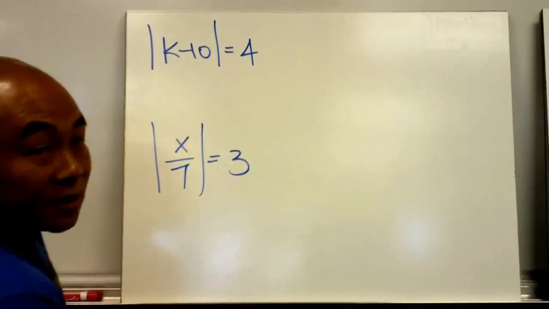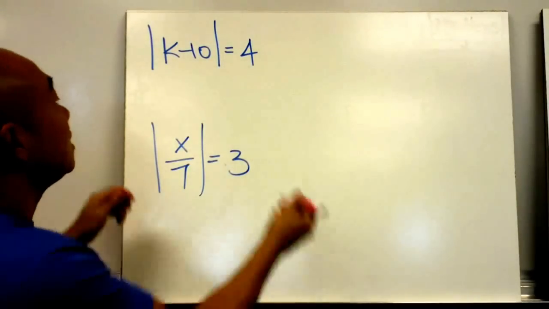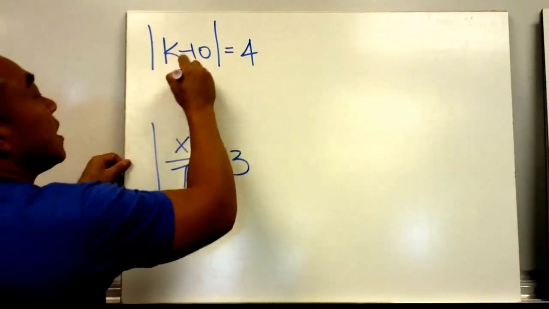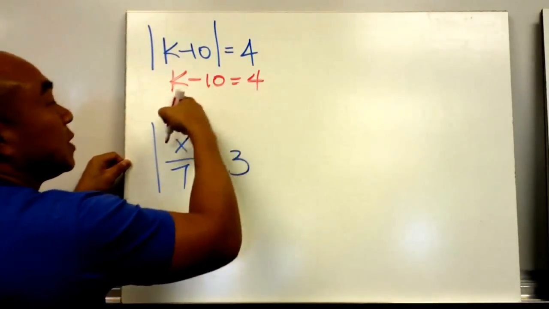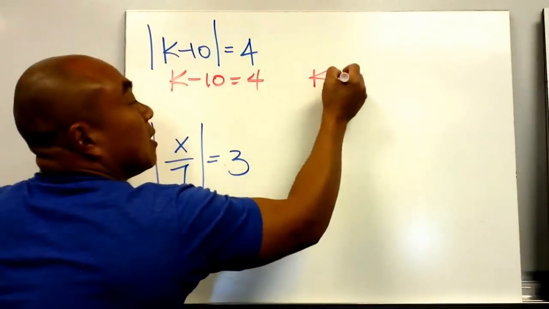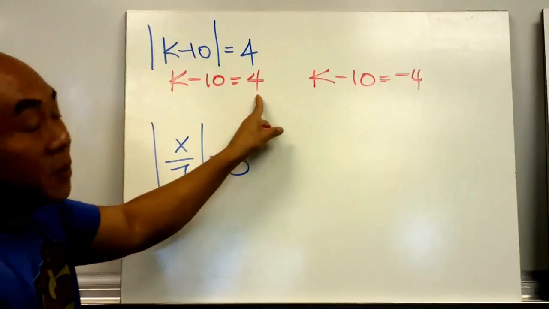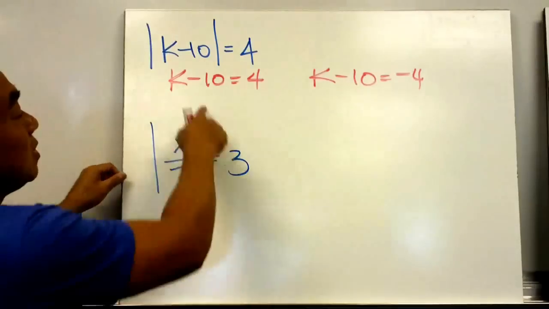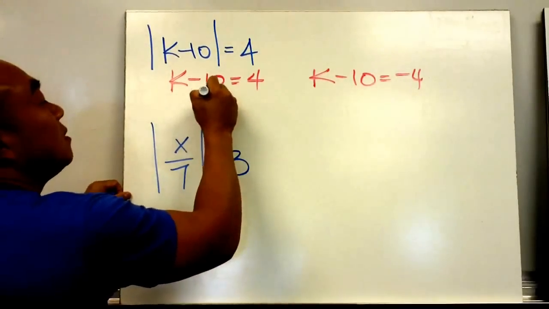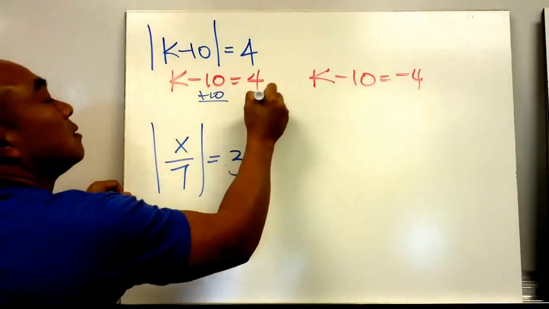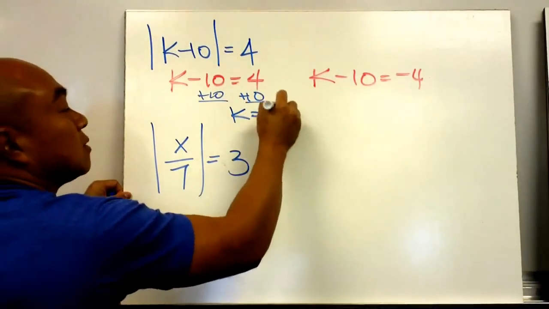Alright, so let's go ahead and do the same thing with this one. So we're going to set this up, again, 2 times. We're going to start with the first one, which is k minus 10 is equal to 4. This is our positive one. Then I'm going to do k minus 10 is equal to negative 4. So again, setting up with a positive and a negative number. So here, one step equation again, we're going to add 10, add 10. So our answer for this one is k is equal to 14.